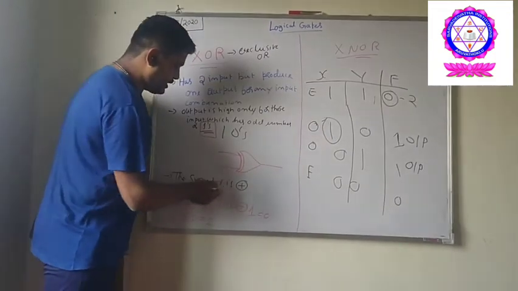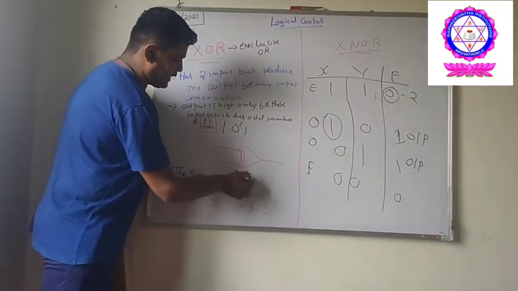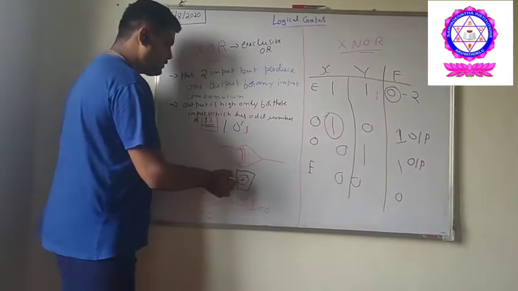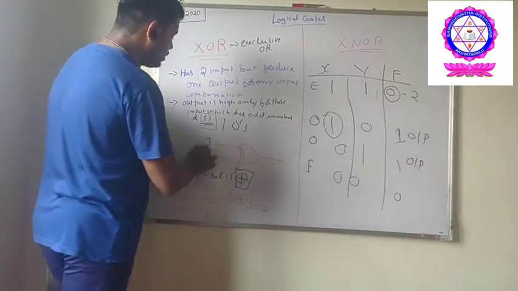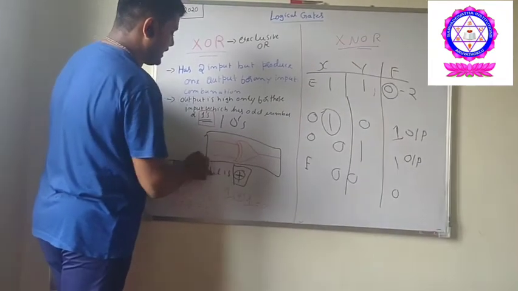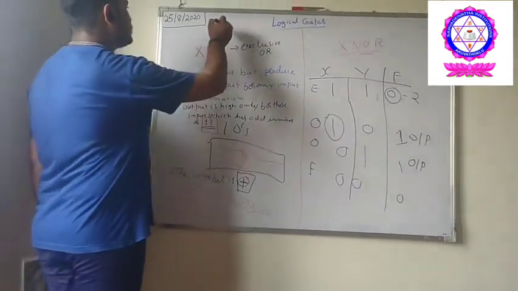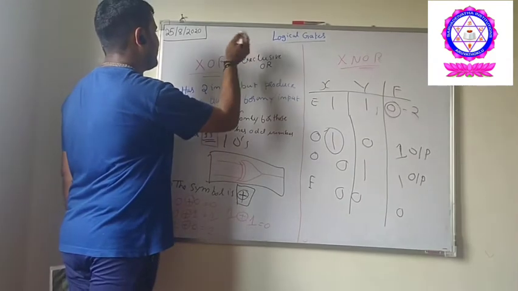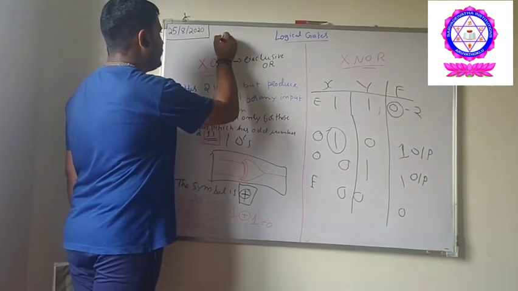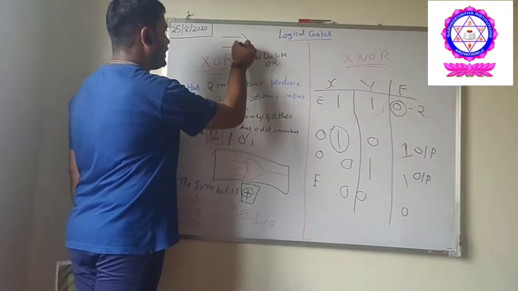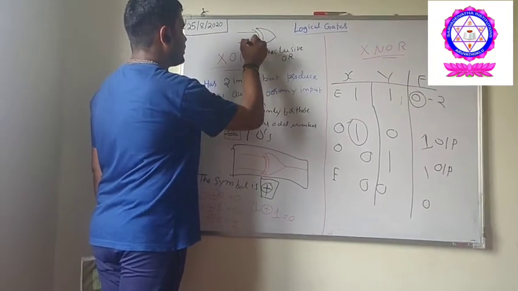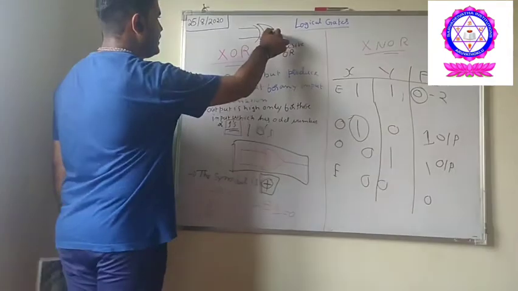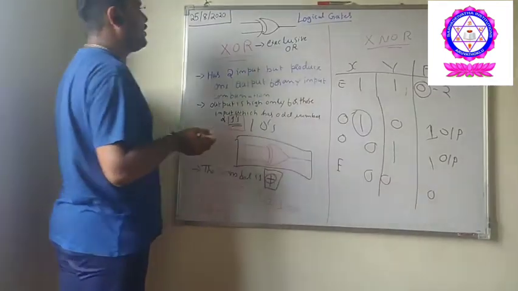So what is the symbol? To represent the XOR gate, we use the symbol of a plus inside a bubble. This is the symbol of the XOR gate, and the logical diagram for the XOR gate is like this. XOR means it is a negation. We always say it is a negation. When we draw the OR gate, it will be like this. So this is the OR gate. The XOR gate is like this. So this is the symbol for the XOR gate.